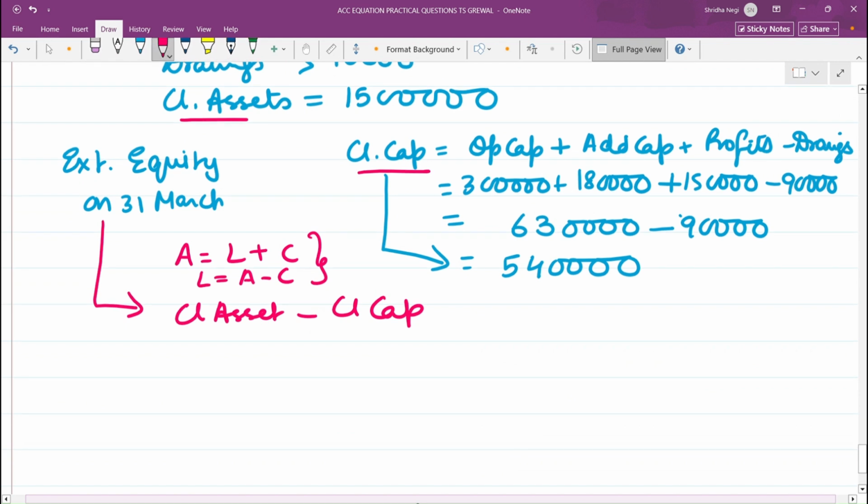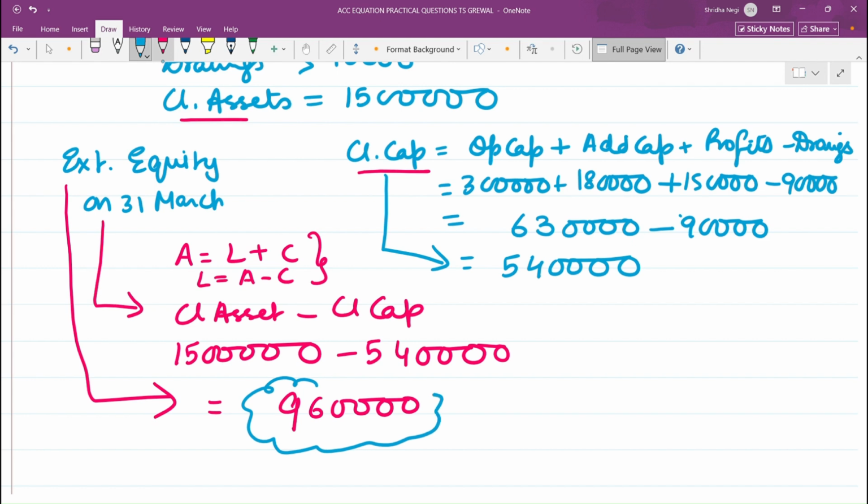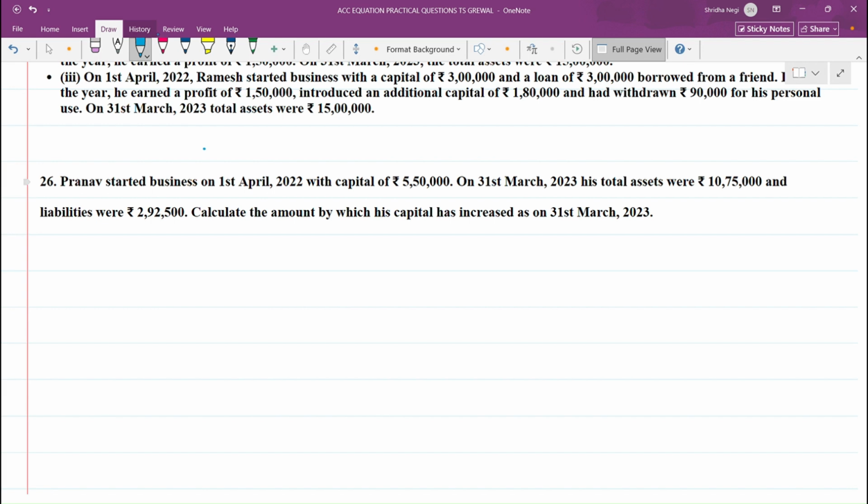Your closing asset is 15 lakh minus 5,40,000. So how much is it? 9,60,000 is the external equity on 31st March, whatever is the year given. So this is your external equity at the end of the year. Understood? Now 26th question, the last one.